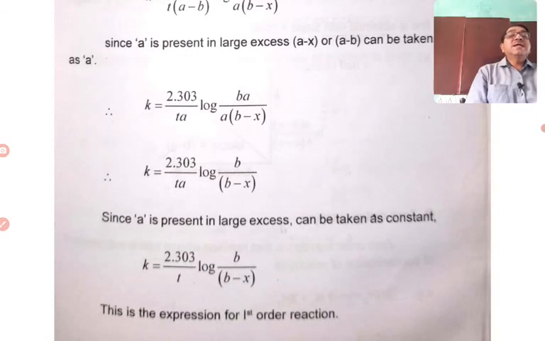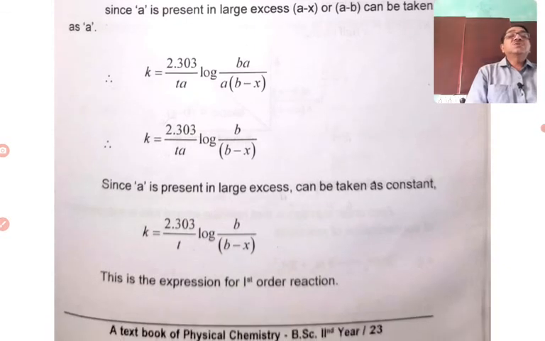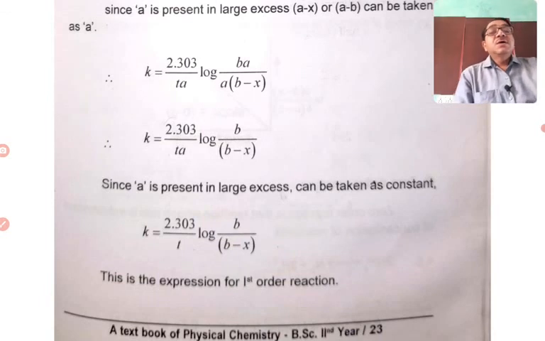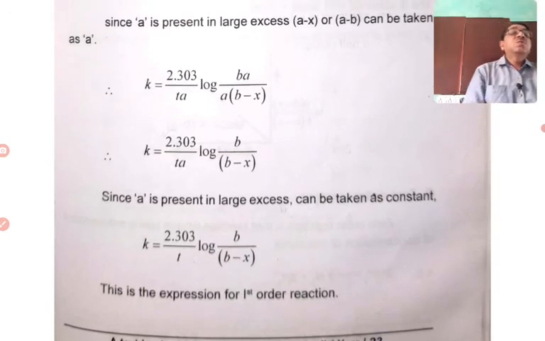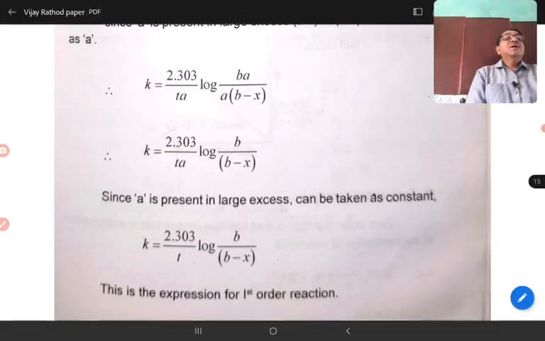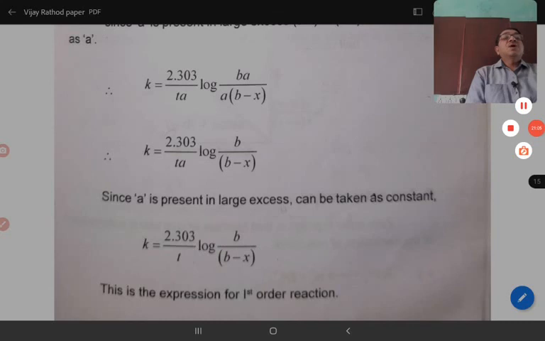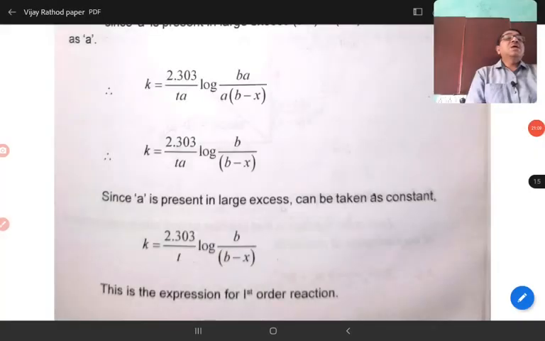Since A is present in large excess, it can be taken as constant. Therefore k becomes k is equal to 2.303 divided by t log b upon (b minus x). So this is the expression for first order reaction. So up to this much we have to think, write, and repeatedly remember the different considerations for our second order reactions with equal and non-equal concentrations.